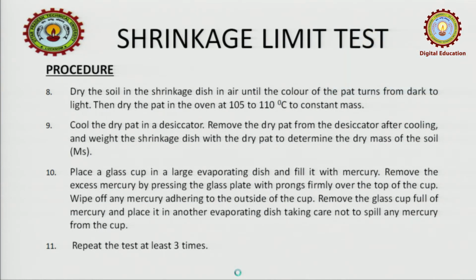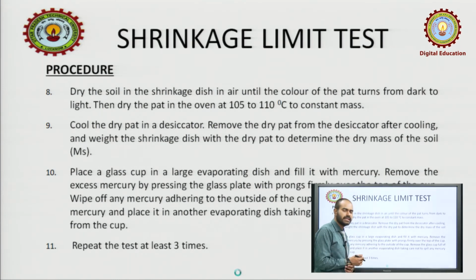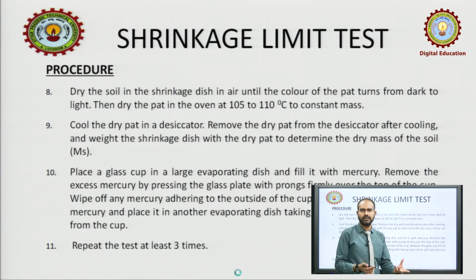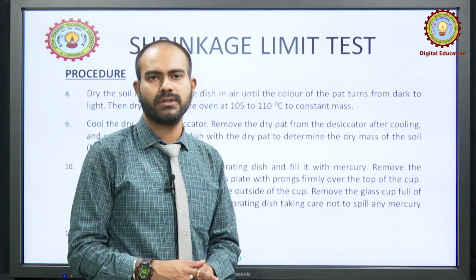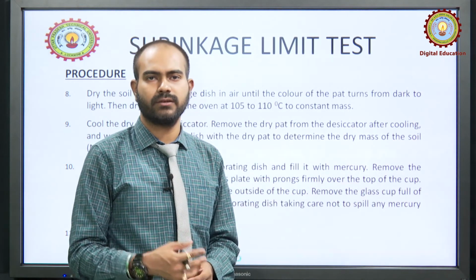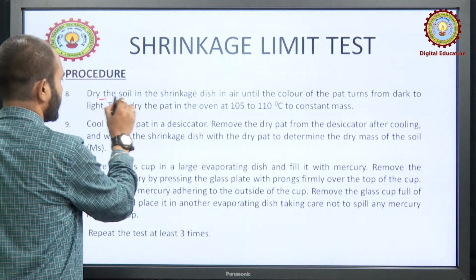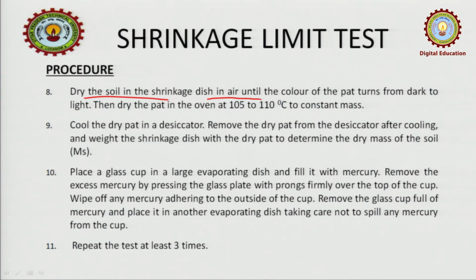Then what do we do with that dish? We put it at room temperature so that it gets dried, because we have a lean soil. We will put it in the room itself so that it will slowly dry up. The color of the pat, which was dark due to its high moisture content, will slowly become light, light brown. Dry the soil pat in air until the color of the pat turns from dark to light. Then dry the pat in an oven at 105 to 110 degrees centigrade to constant mass.